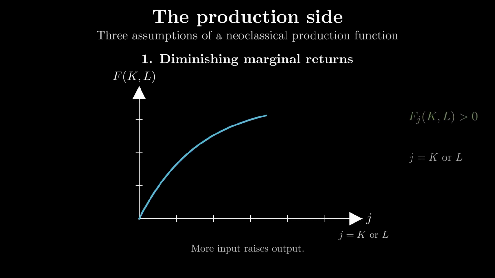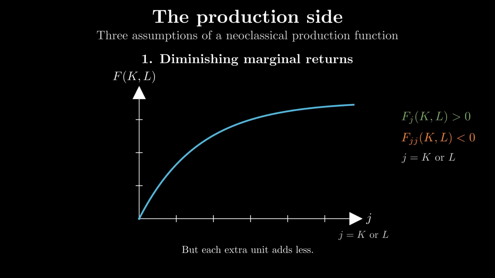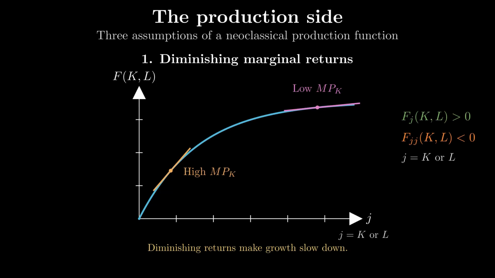If we increase capital or labor, output rises, but it does not rise at the same speed forever. When an input is scarce, one extra unit is very productive. When that input is already abundant, one extra unit adds much less. This is the key force behind growth slowdown.